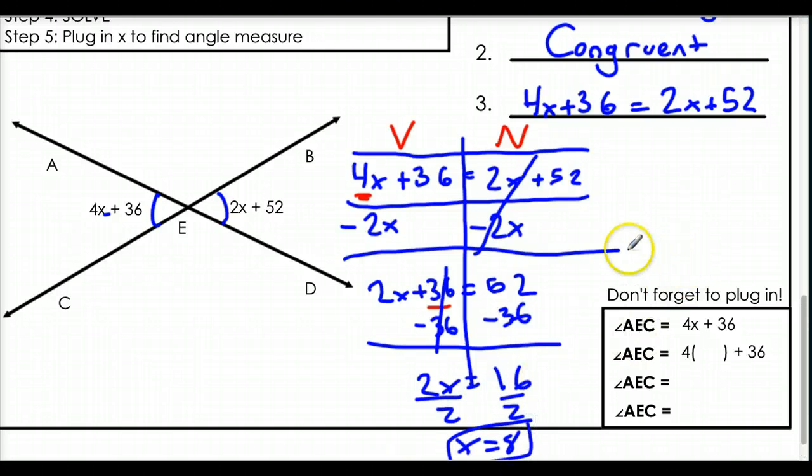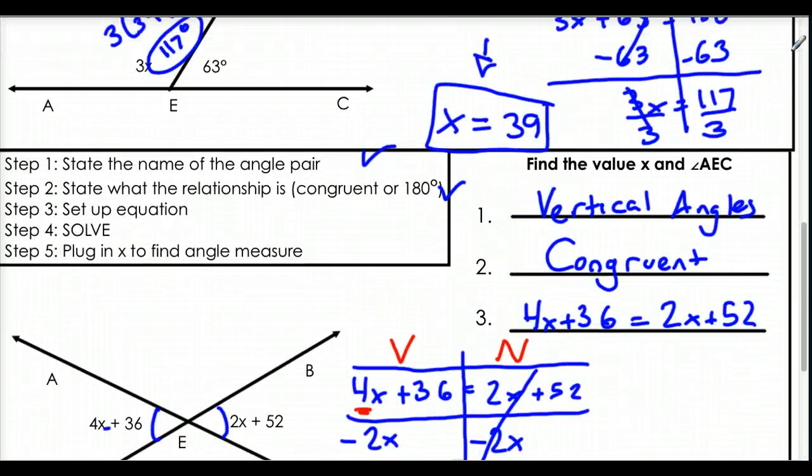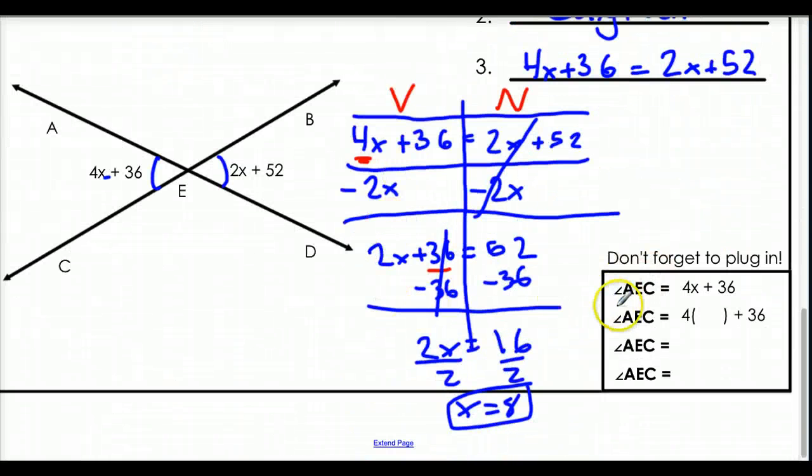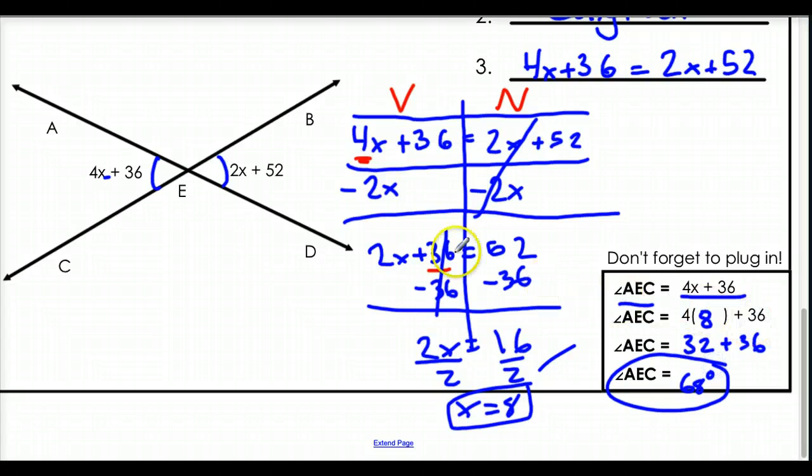Sweet. Now, the second part of this question, and you can't forget this part, is to find angle AEC. So we have to plug in. We know angle AEC is equal to 4x plus 36. We found out that x is equal to 8, so we're just going to plug that in. We get 32 plus 36, which is equal to 68 degrees. And that is how it is done.